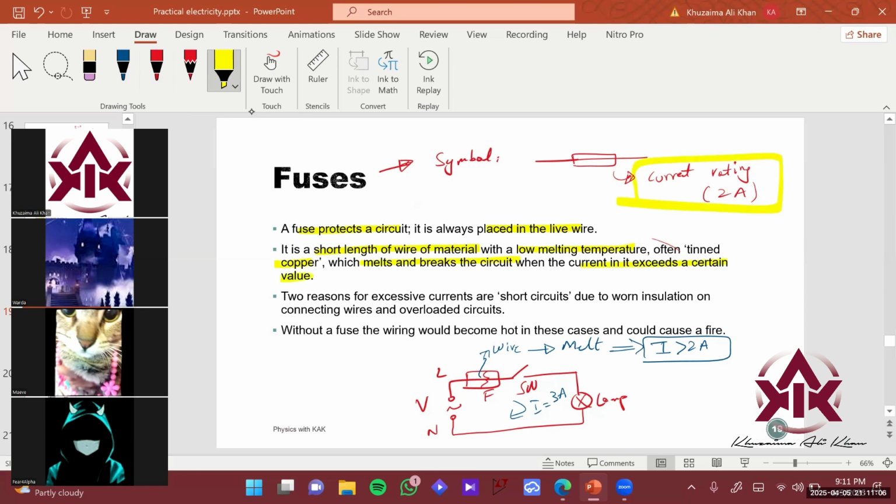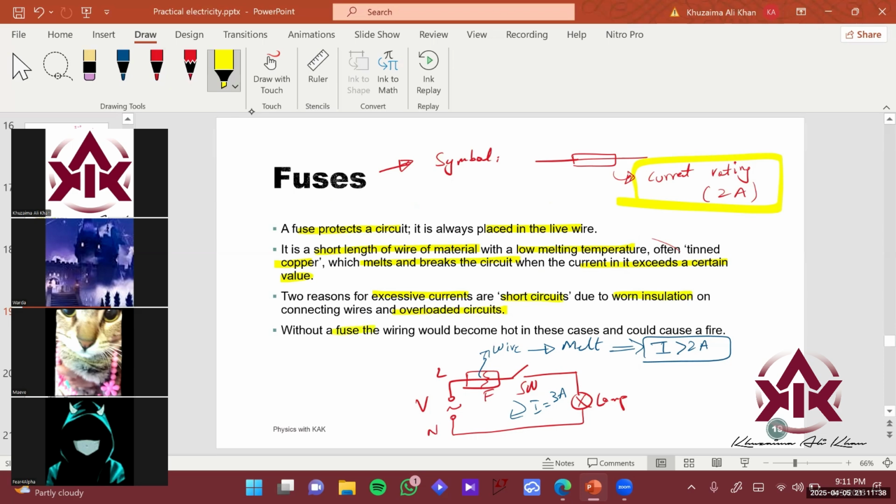There are two reasons for extra current flowing through your circuitry: short circuit, due to bad insulation, and overloaded circuits. This can also happen from the power supply production company. If there's a fault on their side, they might cause the current to increase. If you want to save your refrigerator or air conditioner, you should have these fuses in your house. Just check them. I'll show you right now.